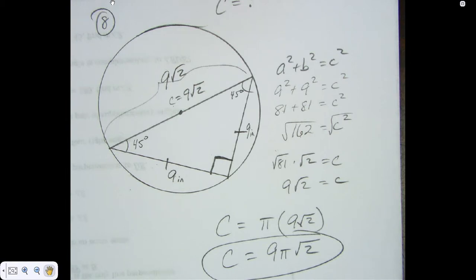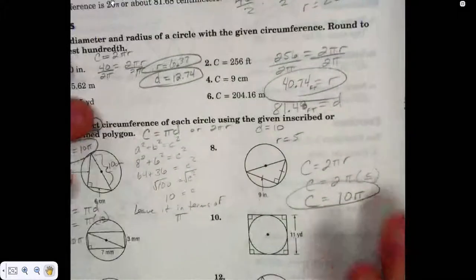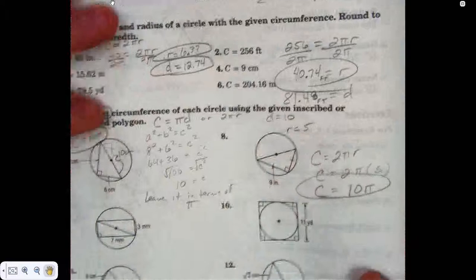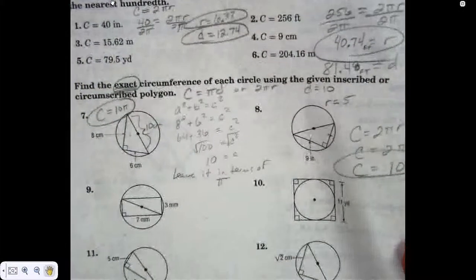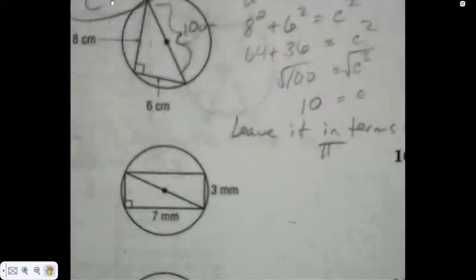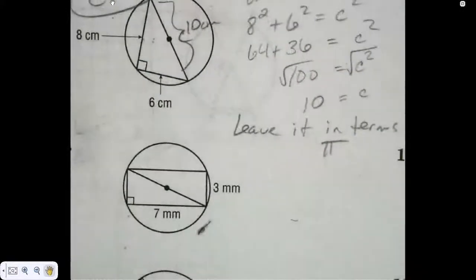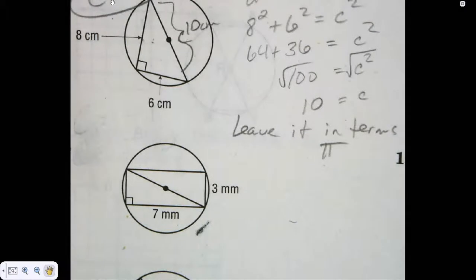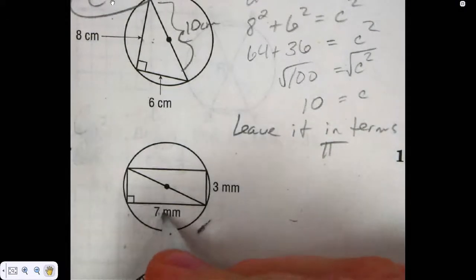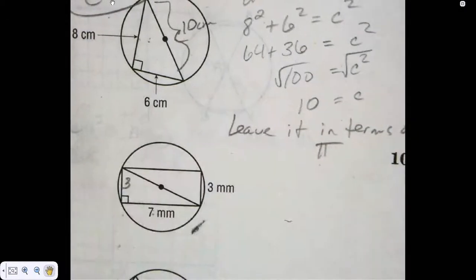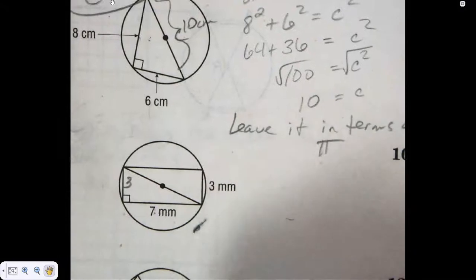If you look at number 10, or even number 9, ten looks harder than mine. Don't make it harder than what it is. I have a right triangle where one of the sides is 7, the other one is what? How can I find the diameter?